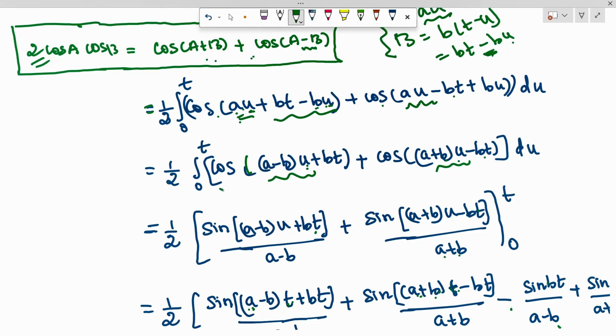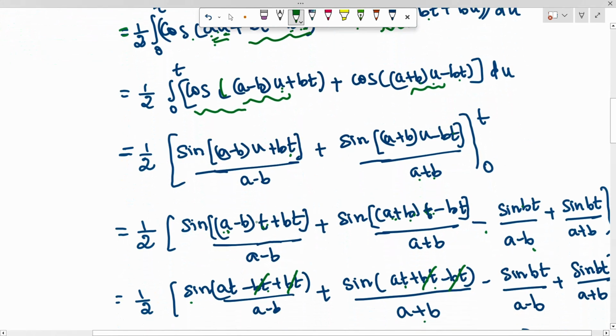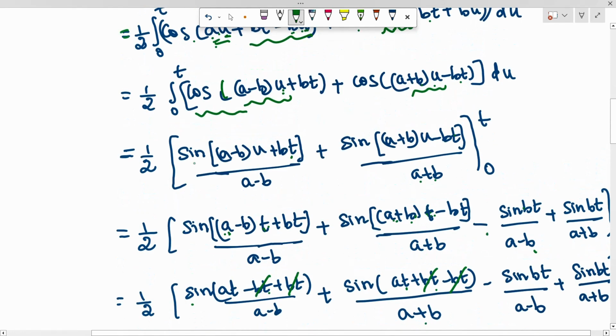Integral of cos is sine. Now we can write 1 by 2 into sine of a minus b into u plus bt divided by a minus b. This a minus b is nothing but the coefficient of u. A minus b is the coefficient of u. That's why we are writing it in the denominator. Plus the second term, again integration of cos is sine of a plus b into u minus bt divided by a plus b.